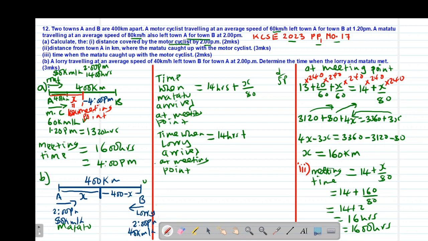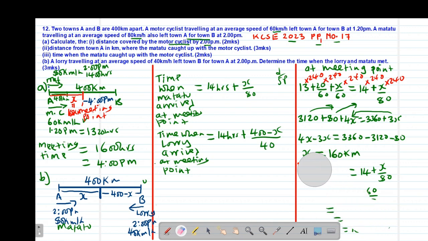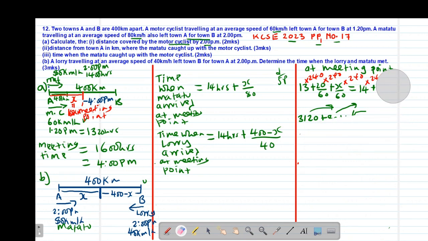So the distance of the lorry from town B to the meeting point is 400 minus x, divided by the speed of the lorry, which was actually 40 kilometers per hour. Then let me create some working space on this other side. Then there is one fact that we know.